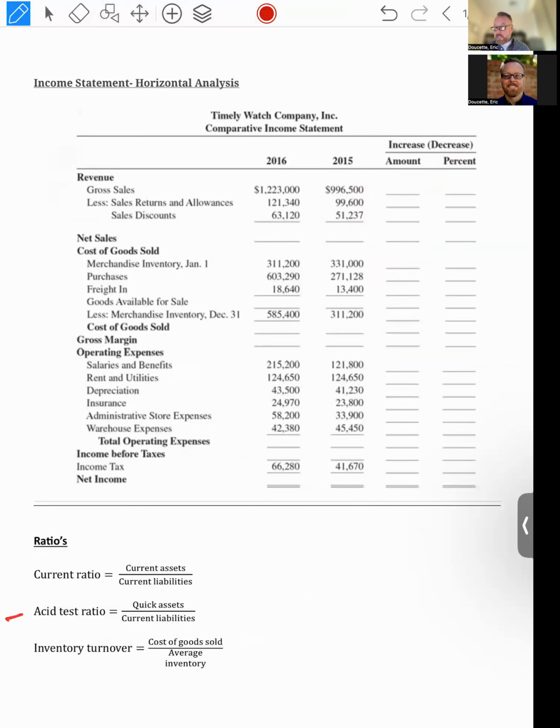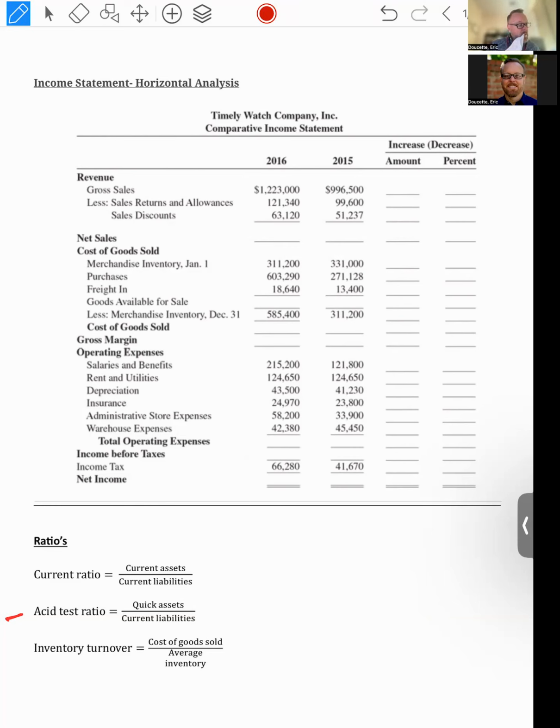The acid test ratio takes your quick assets divided by your current liabilities. This is very similar, but it's really how quickly you can pay off your debt, because your quick assets are the ones that can be turned to cash the most quickly. Let me read to you: quick assets are things like cash, marketable securities, stocks that you can sell right away, and any accounts receivable. Those are the only things considered quick assets. This shows you the ability to liquidate assets to pay off current debt.